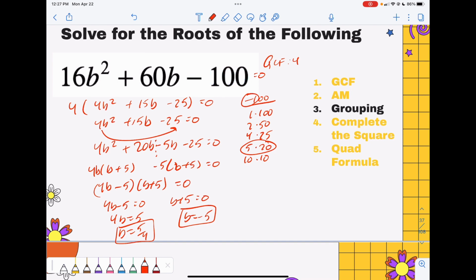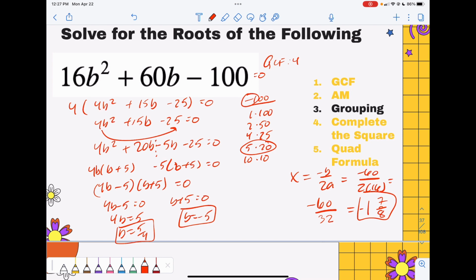Our axis of symmetry, we can calculate -b/2a, -60/2 times 16. So we get -60/32. 60 does not divide evenly by 32, but we do get negative 1 7/8. And that's going to be our axis of symmetry. You can go and find the vertex. You can find all sorts of other things.